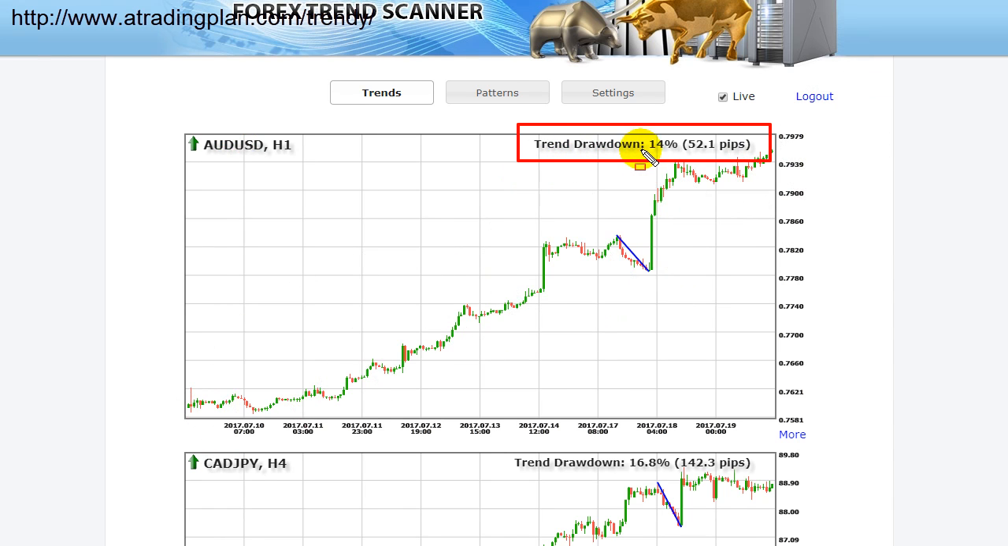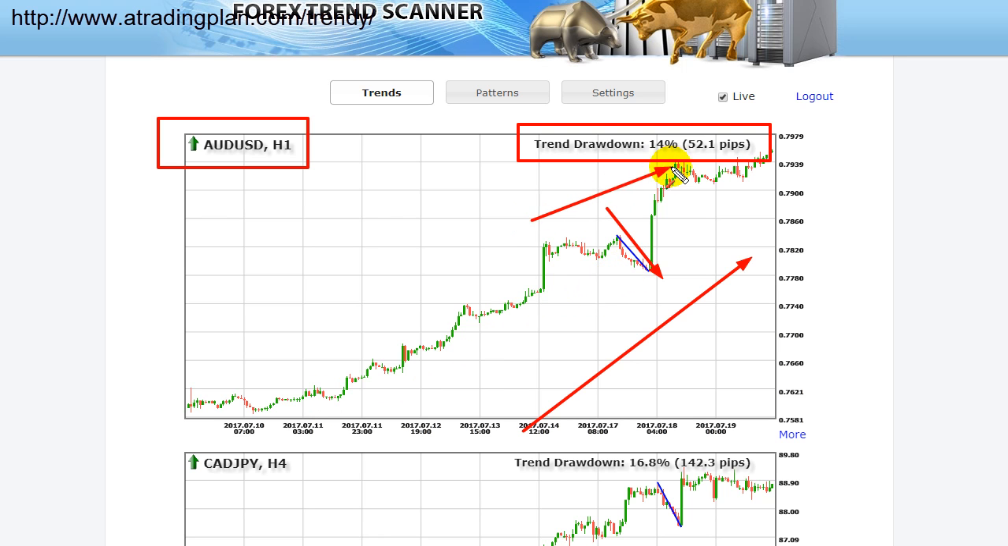What this basically means is that throughout this entire uptrend, as you can see, we're in an uptrend on the Aussie US on the 1 hour chart, according to Forex Trendy, so we're heading up. And what they're saying is that these pullbacks, this is the biggest pullback that we've seen through here, was 52.1 pips, or 14%. How can you use this information is a good question. And this is how you can use this information.